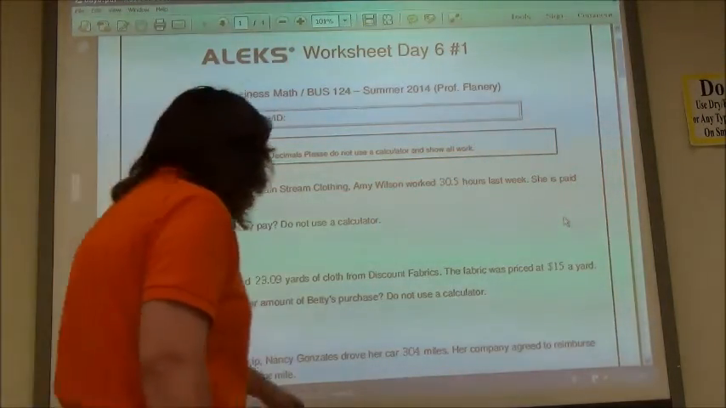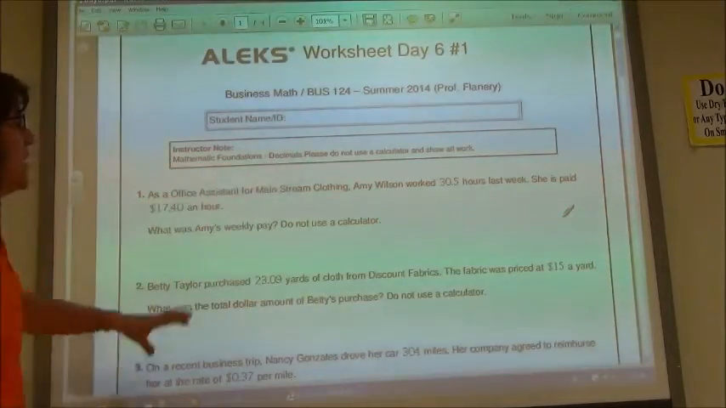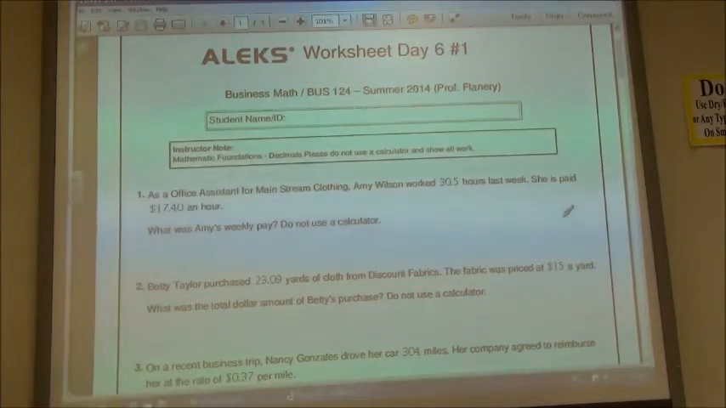Business Math Day 6. Again, we are on the Math Foundations under decimals. They're assuming, again, you're not using your calculator to do the work. If you want to do the work on the paper and then use your calculator to check, that's okay.